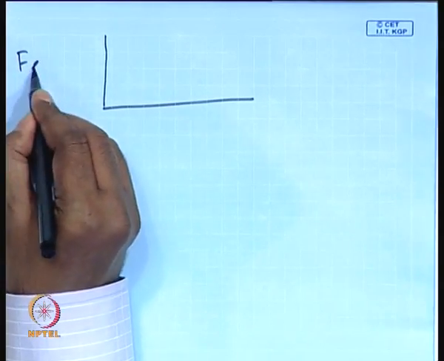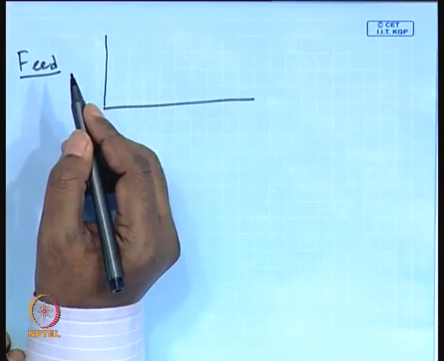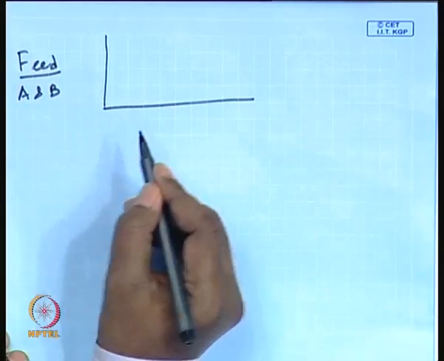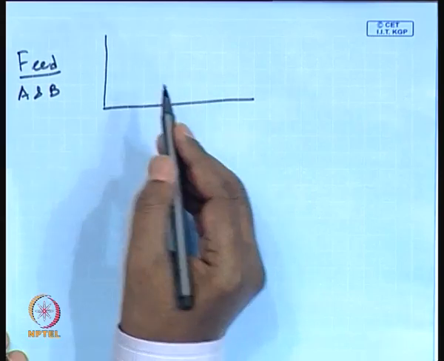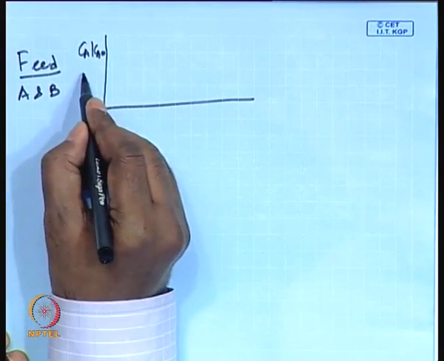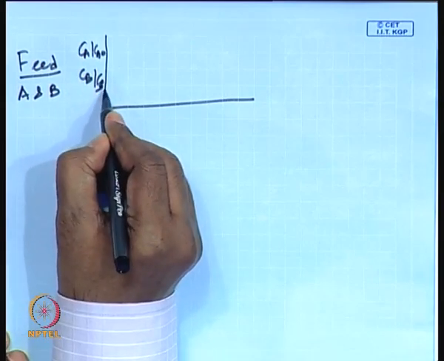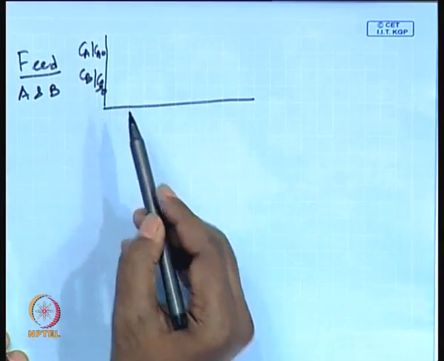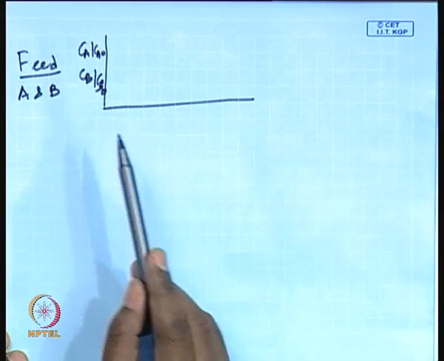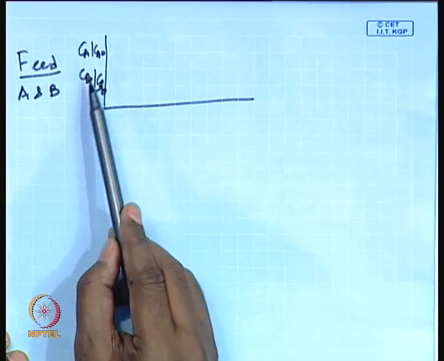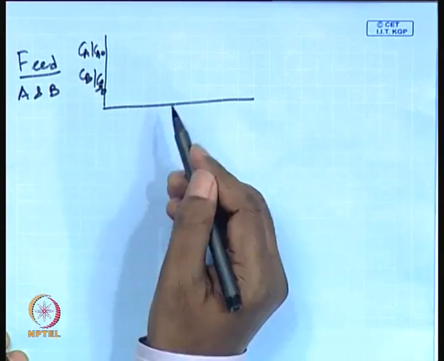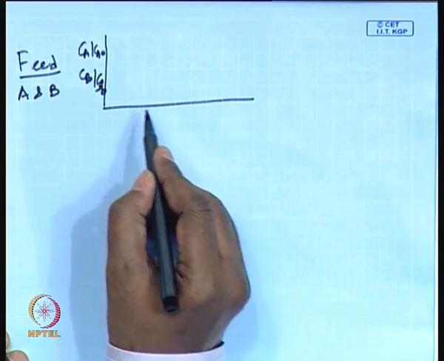Let us say this is a feed, and the feed is composed of two materials, let us say A and B, two solutes. Now, we plot here C A by C A naught, or let us say C B by C B naught. What are C A naught and C B naught? C A naught and C B naught are the inlet concentrations of species A and B in the column, and C A and C B are the concentrations at the exit of the column of both the species.